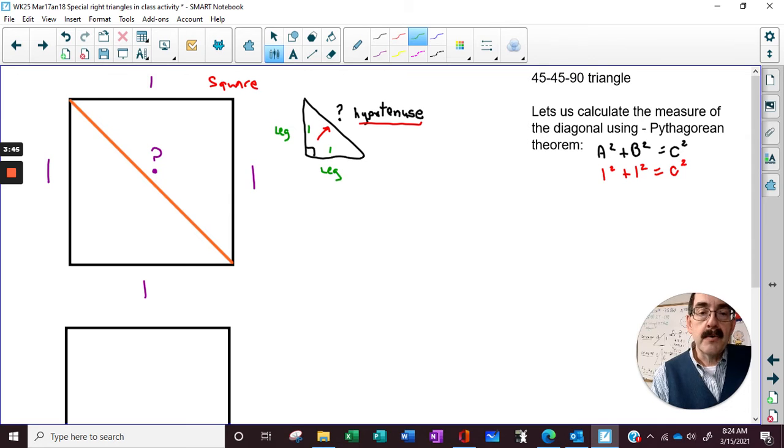And Pythagoras noticed that 1 squared plus 1 squared equals the hypotenuse squared. All right, what's 1 times 1? 1. What's 1 times 1? 1. And it's equal to this question mark squared. Well, we know what 1 plus 1 is. 1 plus 1 is 2, and it's equal to the hypotenuse squared.